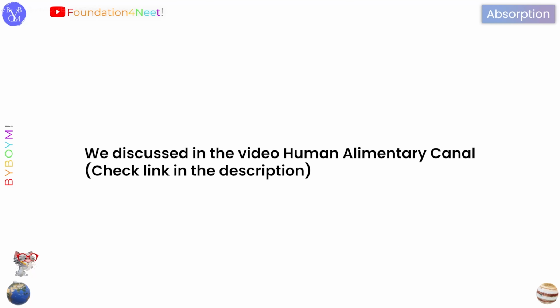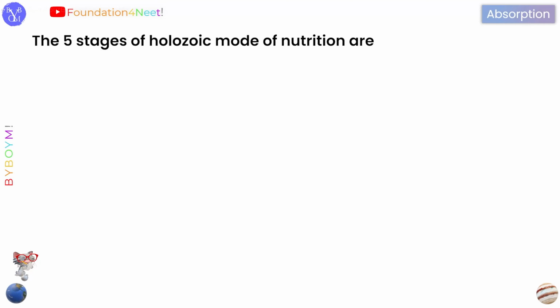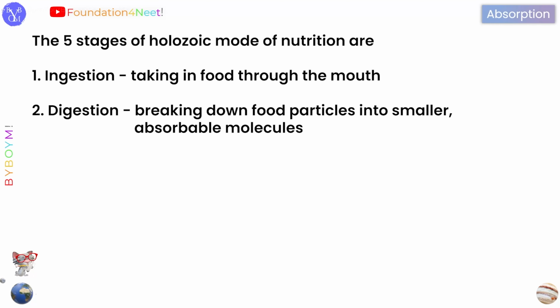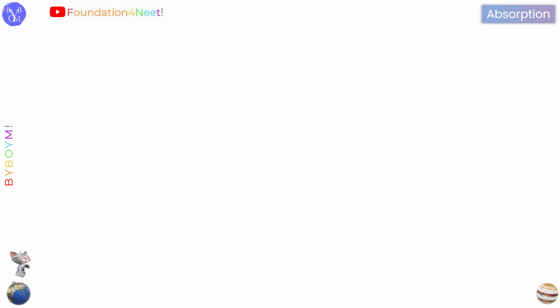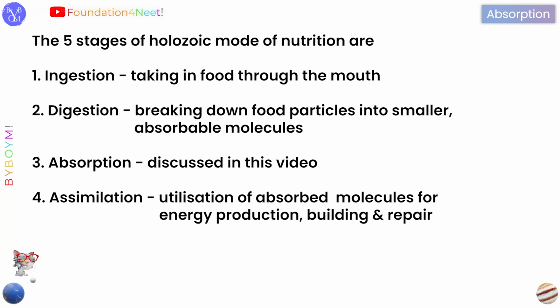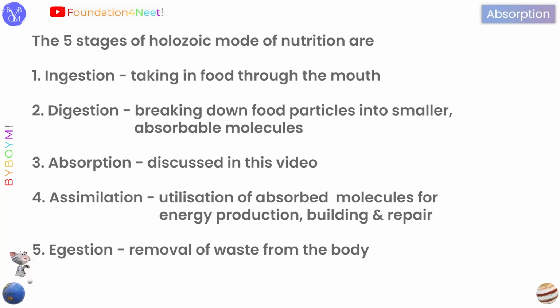We discussed in the video Human Alimentary Canal that the modes of nutrition in human beings are heterotrophic and holozoic. The 5 stages of the holozoic mode of nutrition are: first, ingestion, that is taking in the food through the mouth. Number 2, digestion, breaking down food particles into smaller absorbable molecules. Number 3, absorption, that we discussed in this video. Number 4, assimilation, which is the utilization of the absorbed compounds for energy production, building and repair. Number 5 and last is egestion, which is the removal of waste material. In the case of humans, we are more familiar with the term defecation.